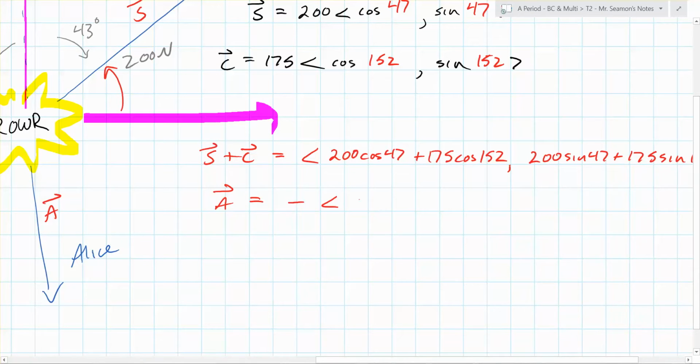The opposite of S plus C. The opposite of when you add those two vectors together. Does that make sense, everybody?